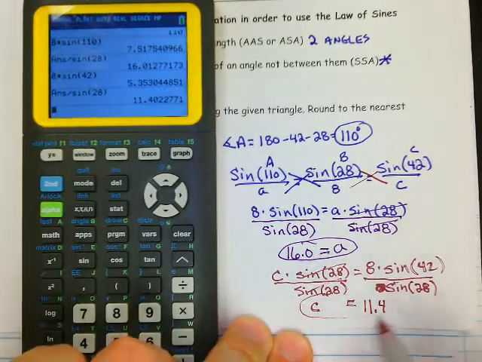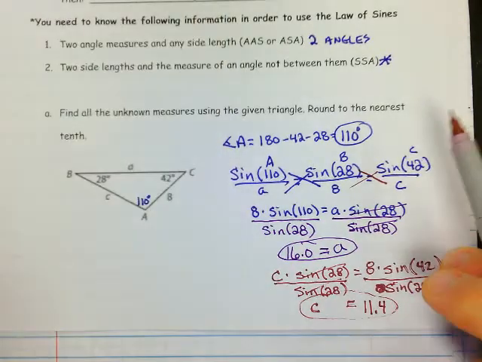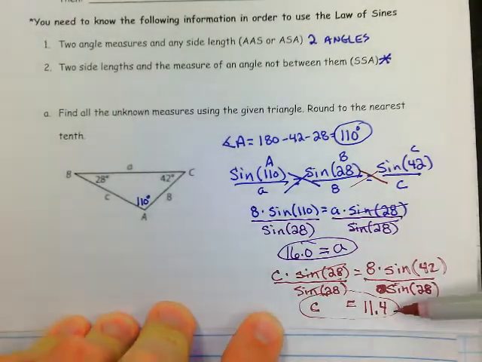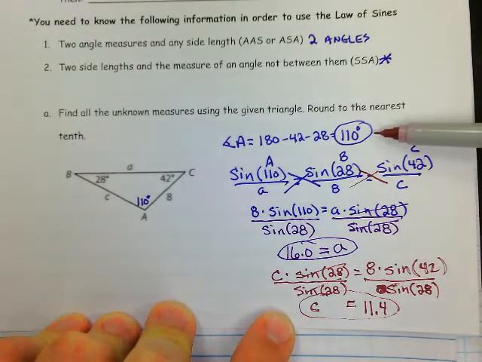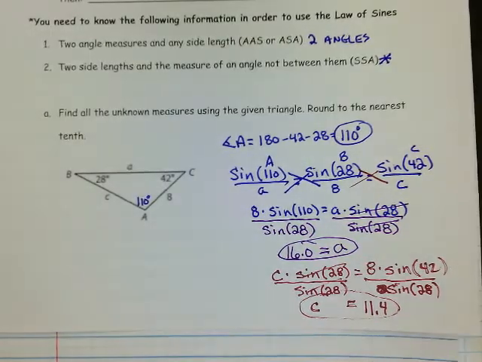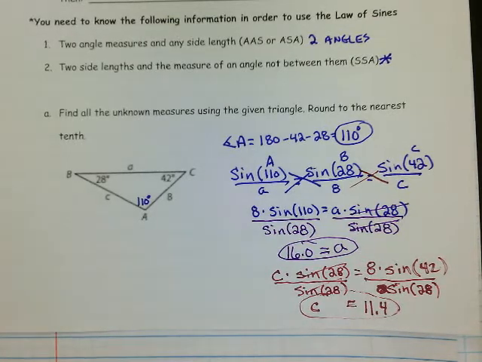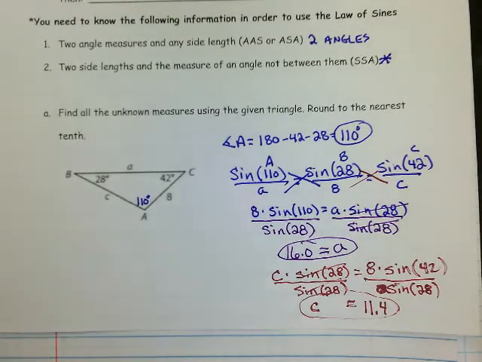So there's my missing pieces. I've got side A is 16, side C is 11.4, and angle A is 110. And that's the law of sines, guys. It works best for angle, angle, side, and angle, side, angle. Now, we'll talk side, side, angle again tomorrow, but let's do another example, okay?